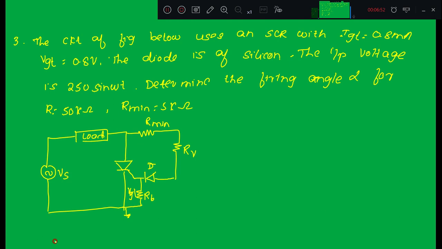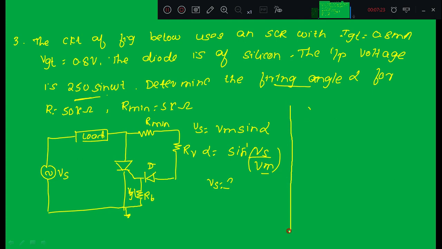Now here again the circuit of the figure below uses the SCR with IGT, VGT, silicon material, voltage is again 250. Vm is 250. Determine the firing angle alpha. Same procedure: Vs equals Vm sine alpha, or alpha is equal to sine inverse of Vs upon Vm. Vm is how much? Vm is given in the question as 250. We are supposed to find Vs.